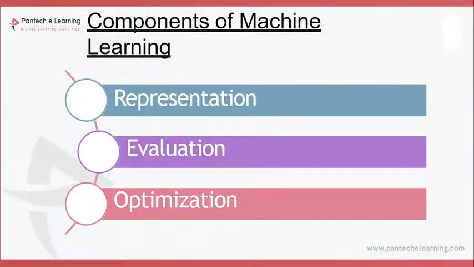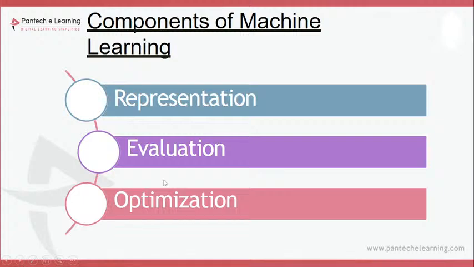Next, the components of machine learning. There are three components: representation, evaluation, and optimization. Machine learning representation means creating a representation of the data to provide the model with a useful vantage point into the data's key qualities. A machine learning model can't directly see the input examples. Instead, we use representation.